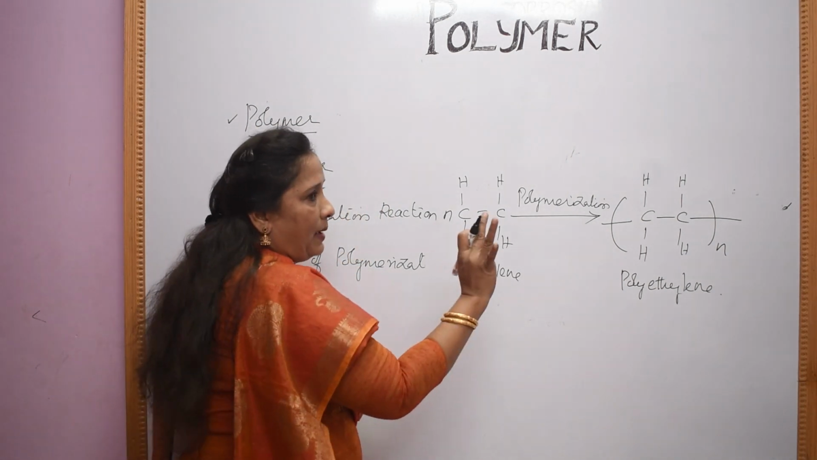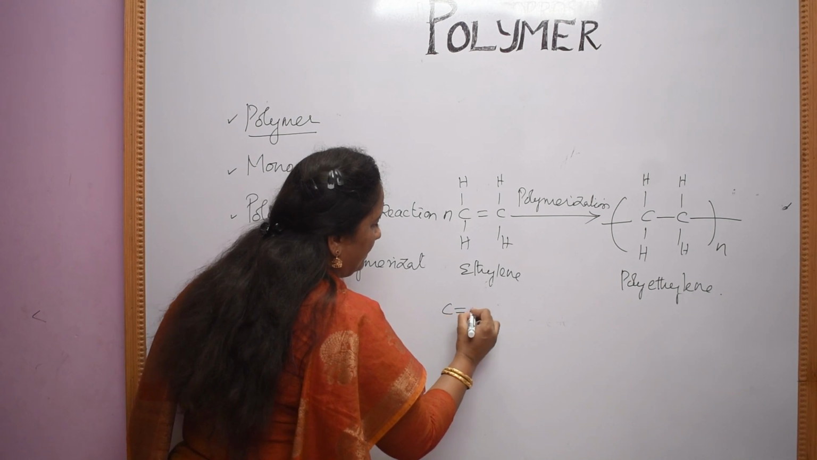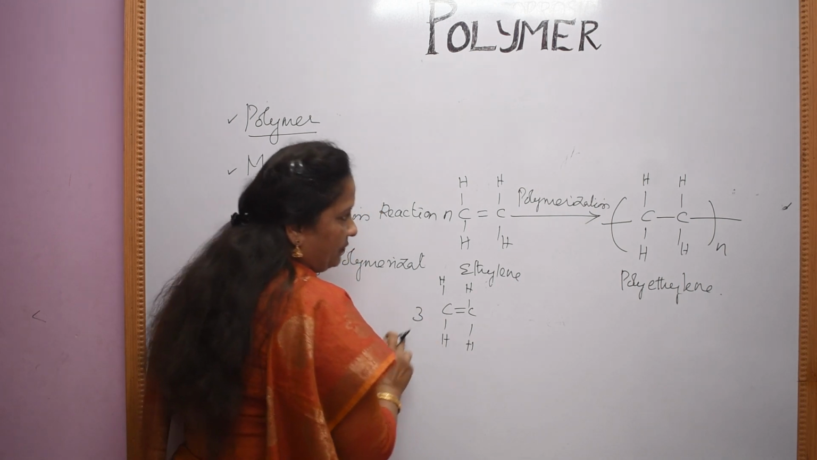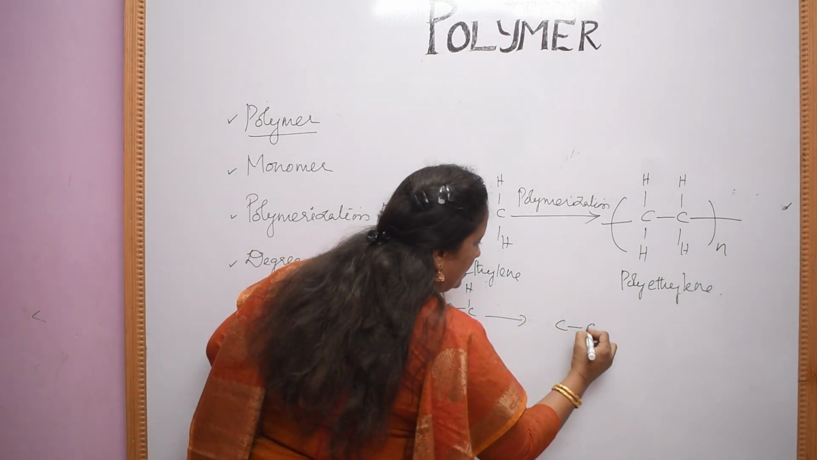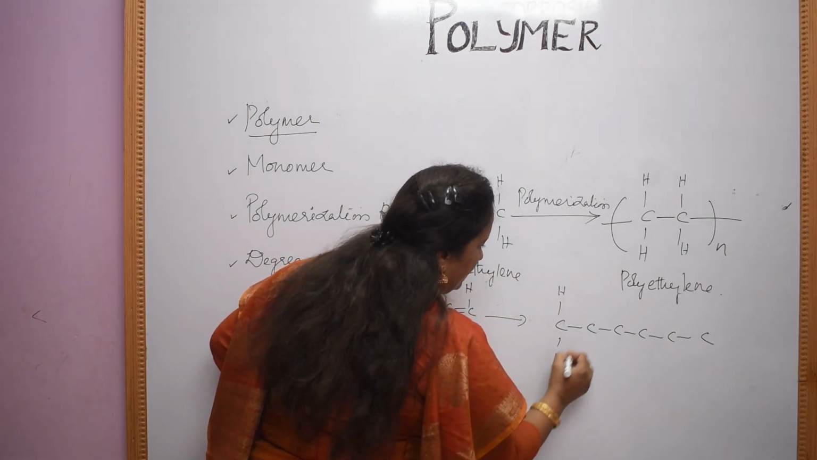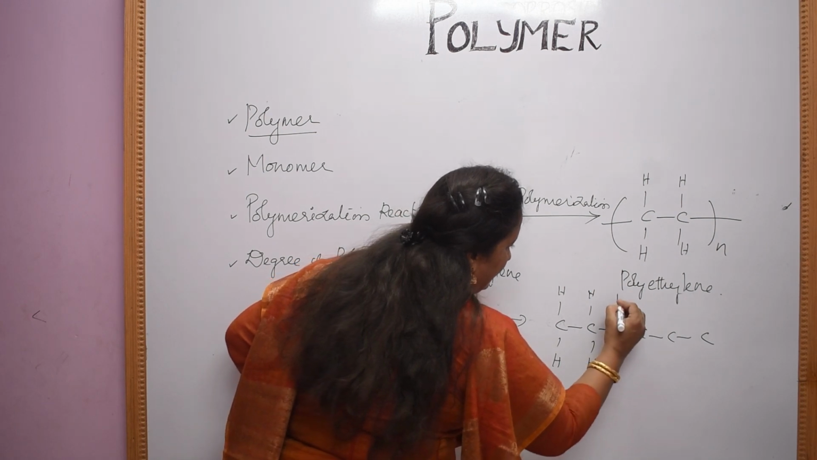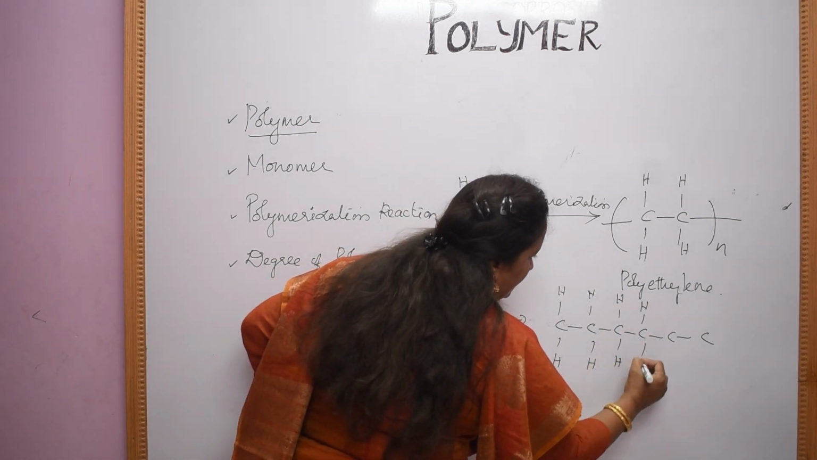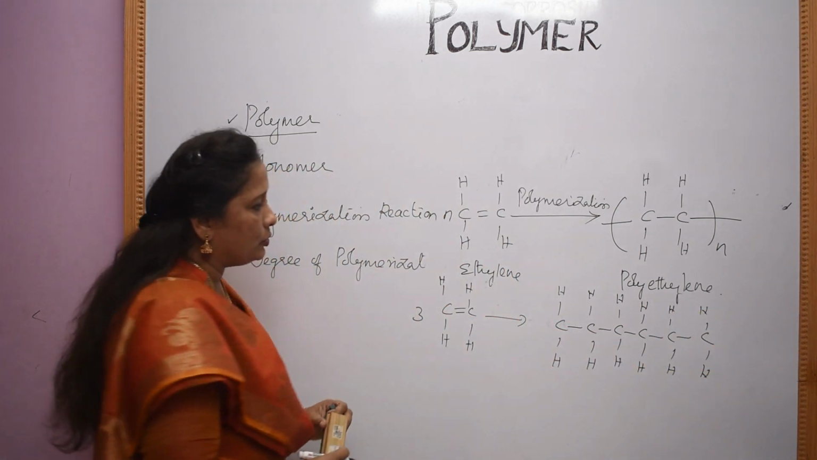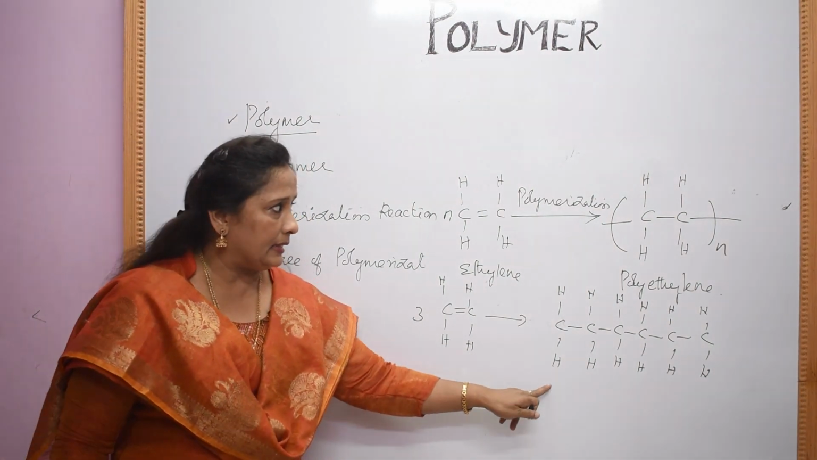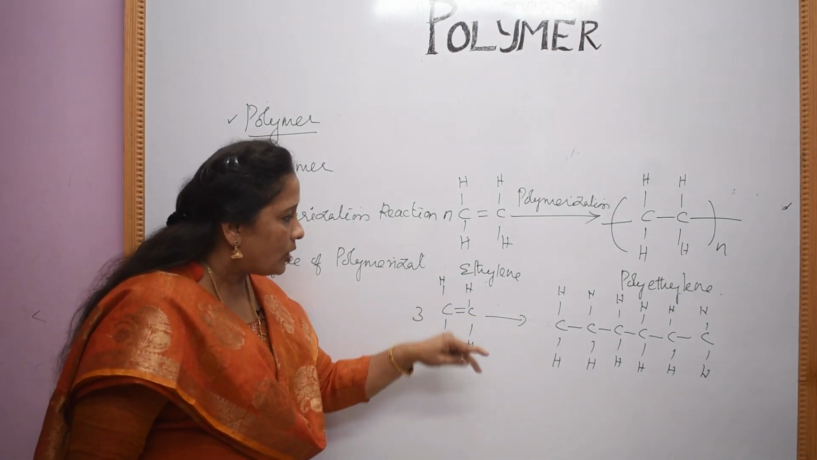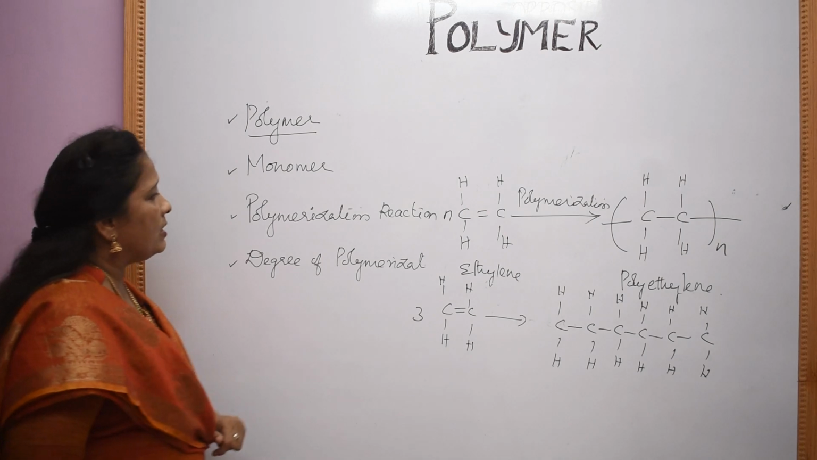Say for example, if I am adding 3 molecules of ethylene, how can it be? This is one ethylene molecule, and 3 molecules of ethylene are combining, undergoing polymerization. So what will be the structure of the polyethylene that could be formed? For example, this is the structure of your polyethylene molecule. Simply, these molecules add on together to form a large molecule. So a polymer is a macromolecule formed by linking together a large number of small units. So this is the polymer molecule.